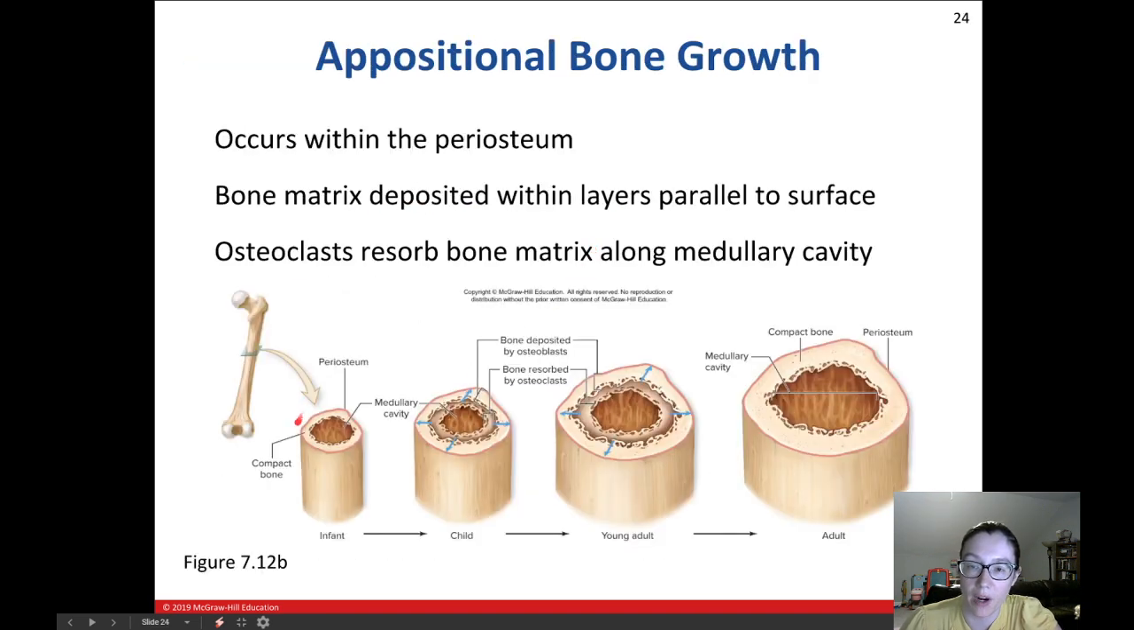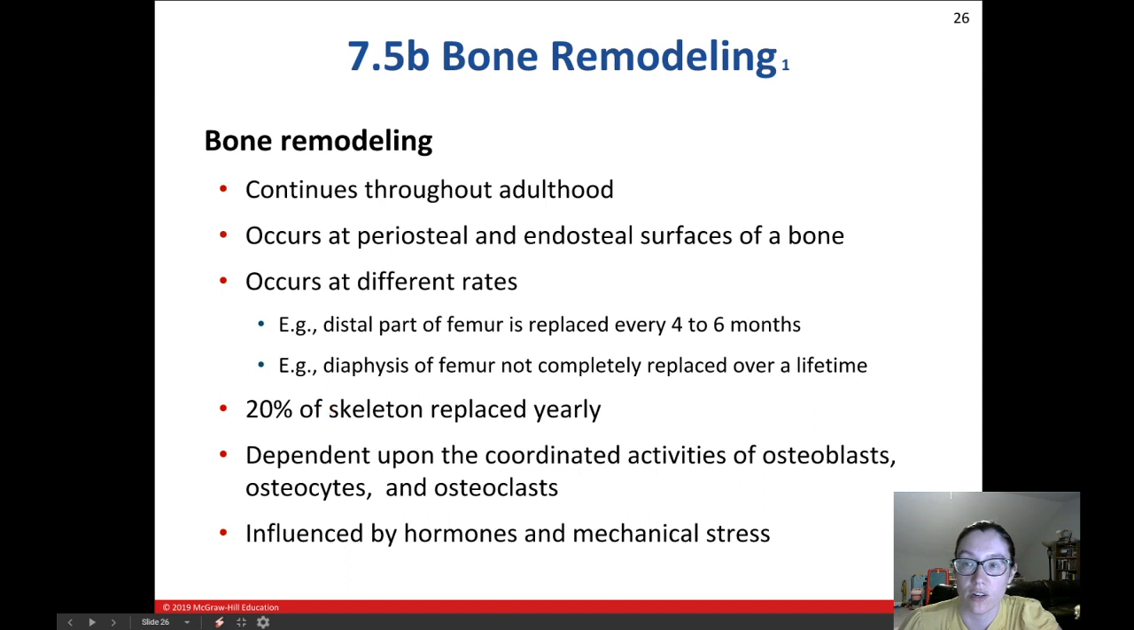So just like here, the periosteum is on the outside and the endosteum is on the inside. So we have most of the remodeling happening right here along these surfaces that have those cellular layers with the osteoclasts and the osteoblasts and the osteoprogenitor cells. It can occur at different rates in different parts of the bone. So for example, the distal part of the femur, like the distal epiphysis, is replaced every 4 to 6 months, so that's pretty impressive, whereas the diaphysis of the femur is not completely replaced over a lifetime.